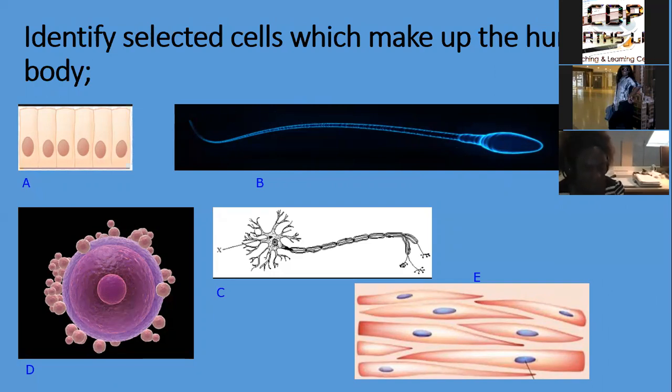Now this cell is associated with the males. You tell me what cell that is? That's the sperm cell. This one is associated with females. What is this one called?